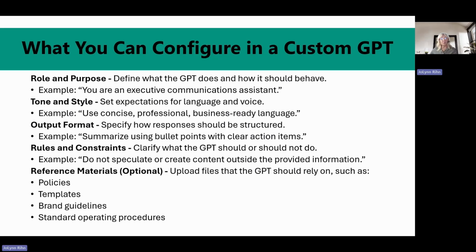What you can configure with a custom GPT: the role and the purpose, where we define what the GPT does and how it should behave. An example would be, you are an executive communications assistant. The tone and style we want to use: concise, professional, business-ready language. Or the output format: summarize using bullet points with clear action items. Rules and constraints: do not speculate or create content outside the provided information.